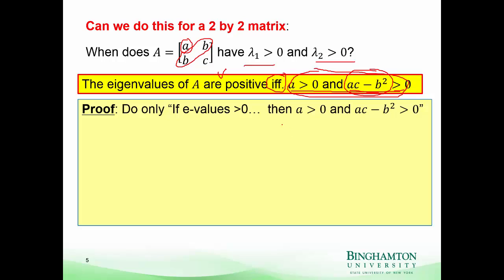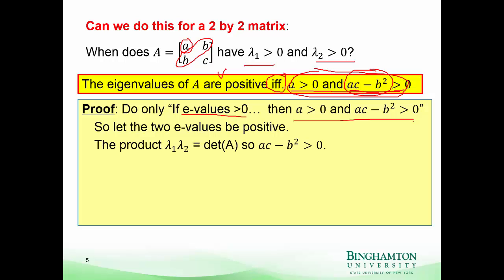So we're going to assume that the eigenvalues are greater than 0 and then try to show that. So let the two eigenvalues be positive. Then we know that their product will be positive. We know that their product is equal to the determinant of A. That's a fundamental result that we've already determined. And the determinant of A is just this, so that must be greater than 0.